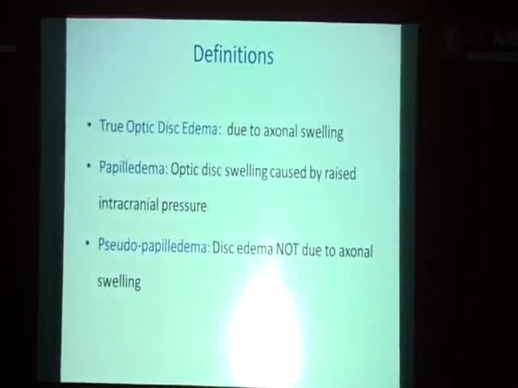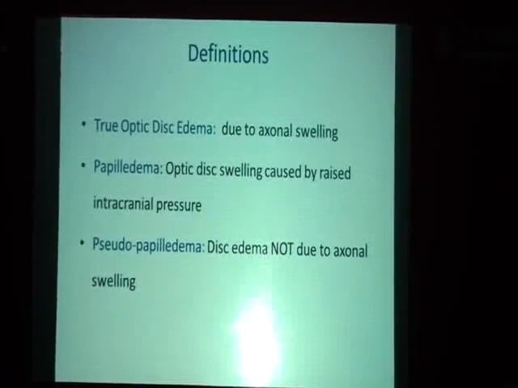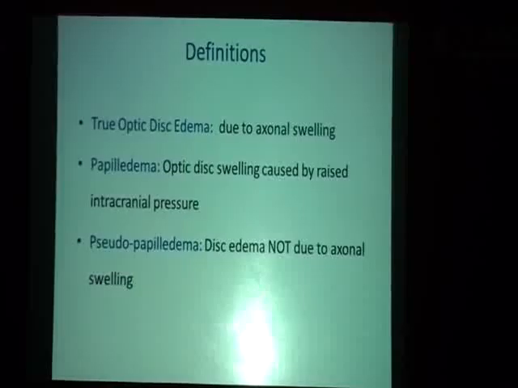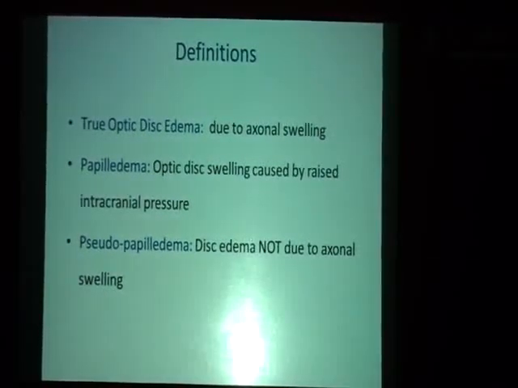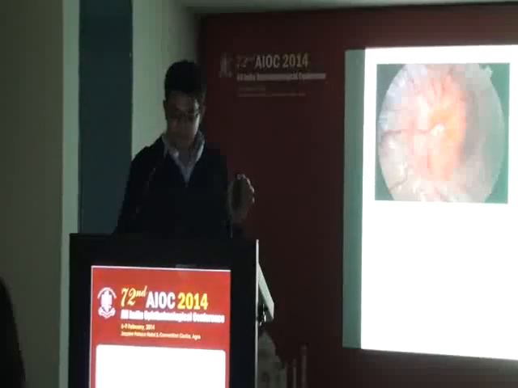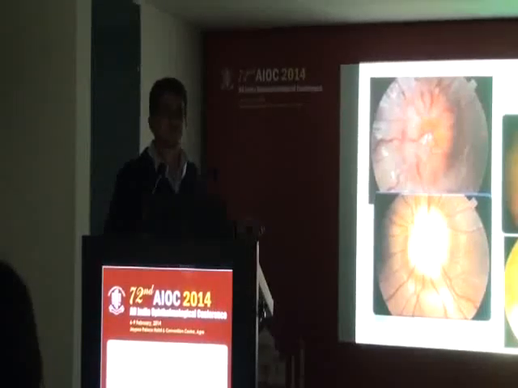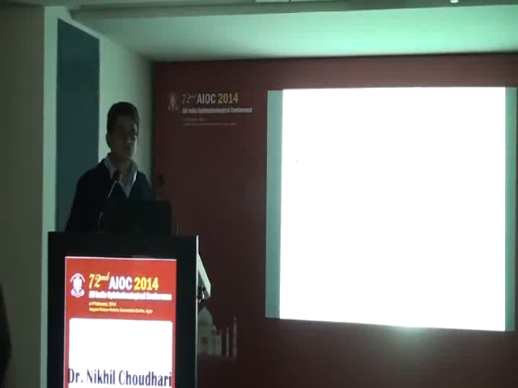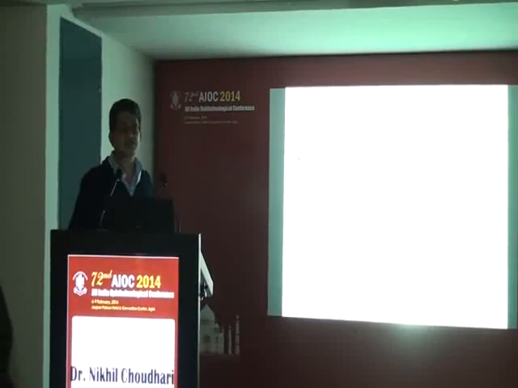A true optic disc edema is a result of axonal swelling. It is basically axoplasmic stasis which leads to this edema. If the underlying process is raised intracranial pressure, it is called papilledema. But if I show you something like this, then we have to apply a reasoning process to differentiate true edema from pseudo edema. It includes symptoms, signs and investigations, but in this talk I am confining myself to the signs.